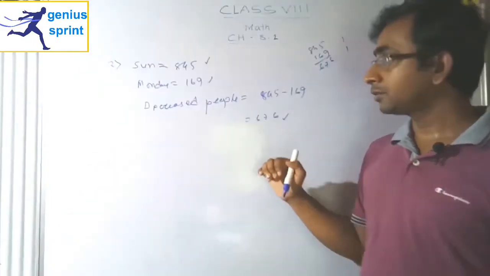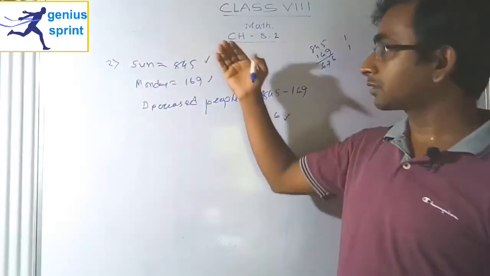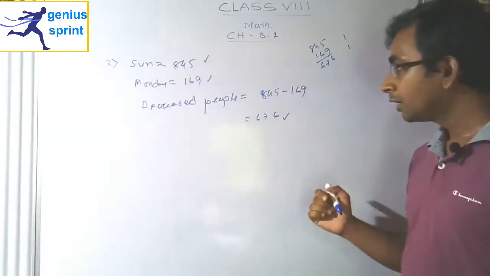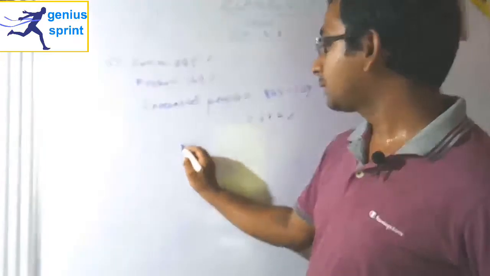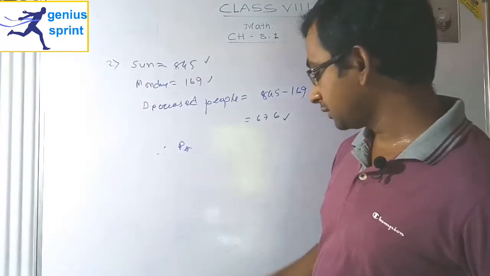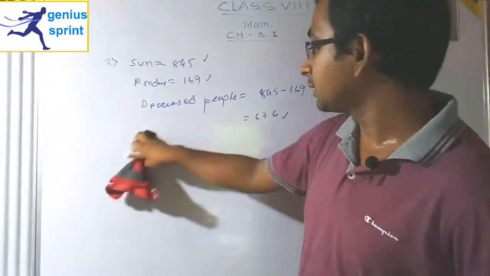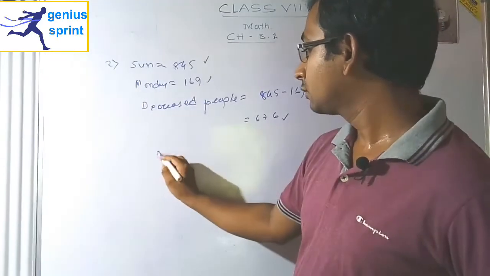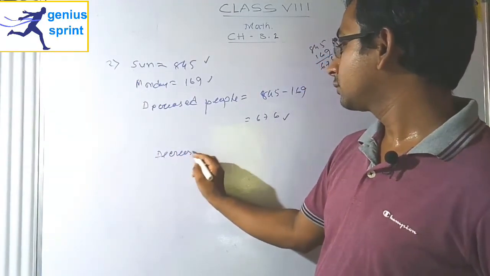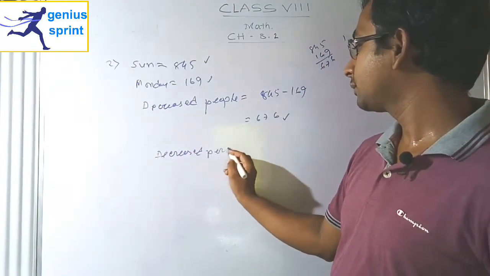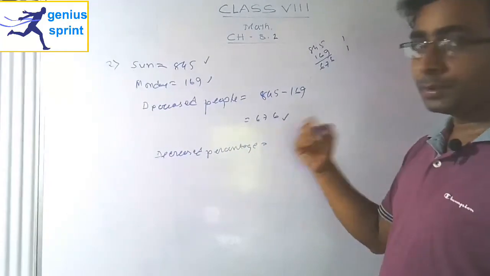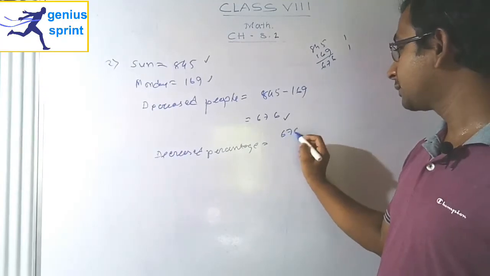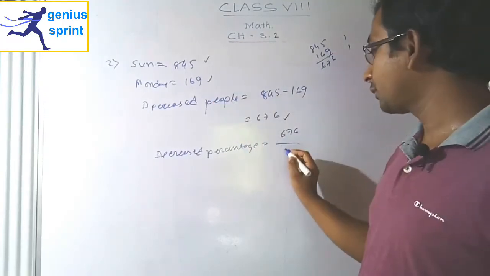That means these people have been decreased on Monday as compared to Sunday. So I have to calculate the percentage of it now. Therefore the decreased percentage is equal to how much? How many people decreased? It is 676 people decreased. Out of what? Out of 845.